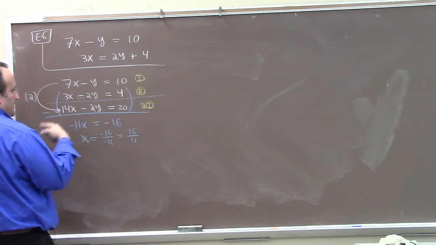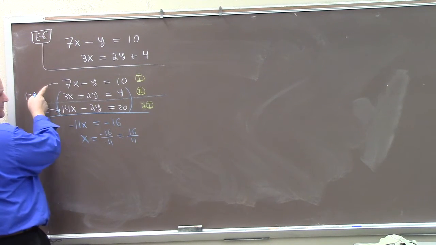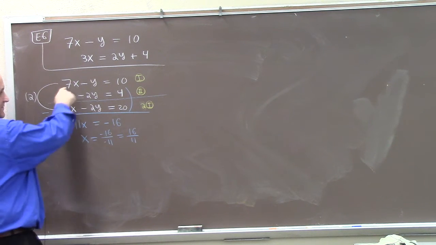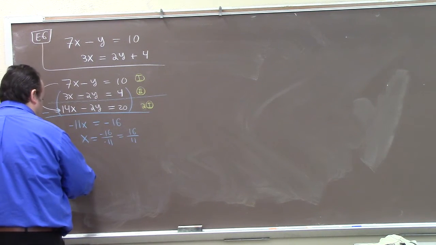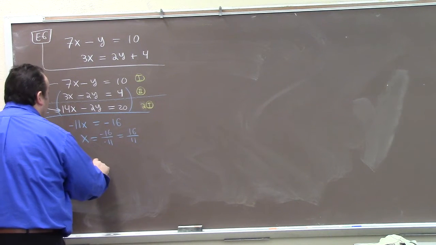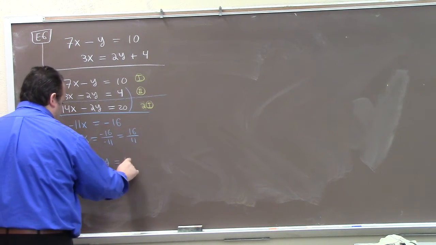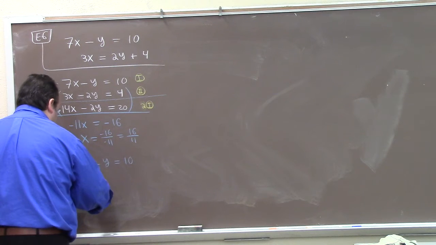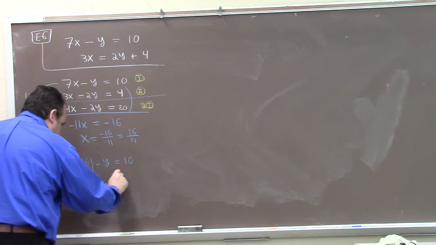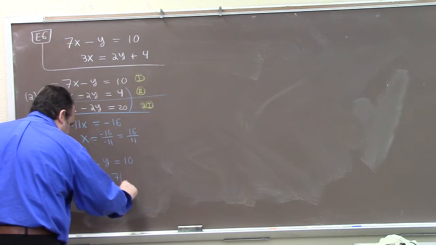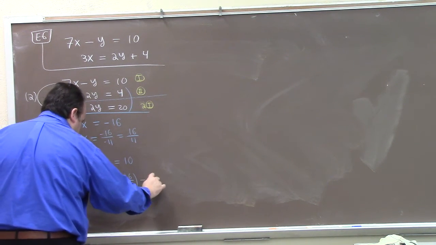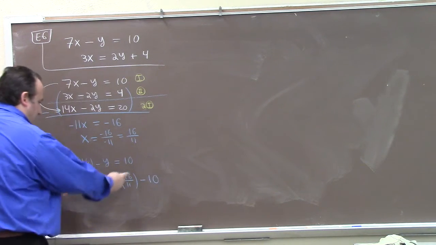So which one do we want? I think I'm going to use equation 1, because that's the easiest one. So from 1, we have 7 times 16 over 11 minus y equals 10, right? So y equals 7 times 16 over 11 minus 10, I think.